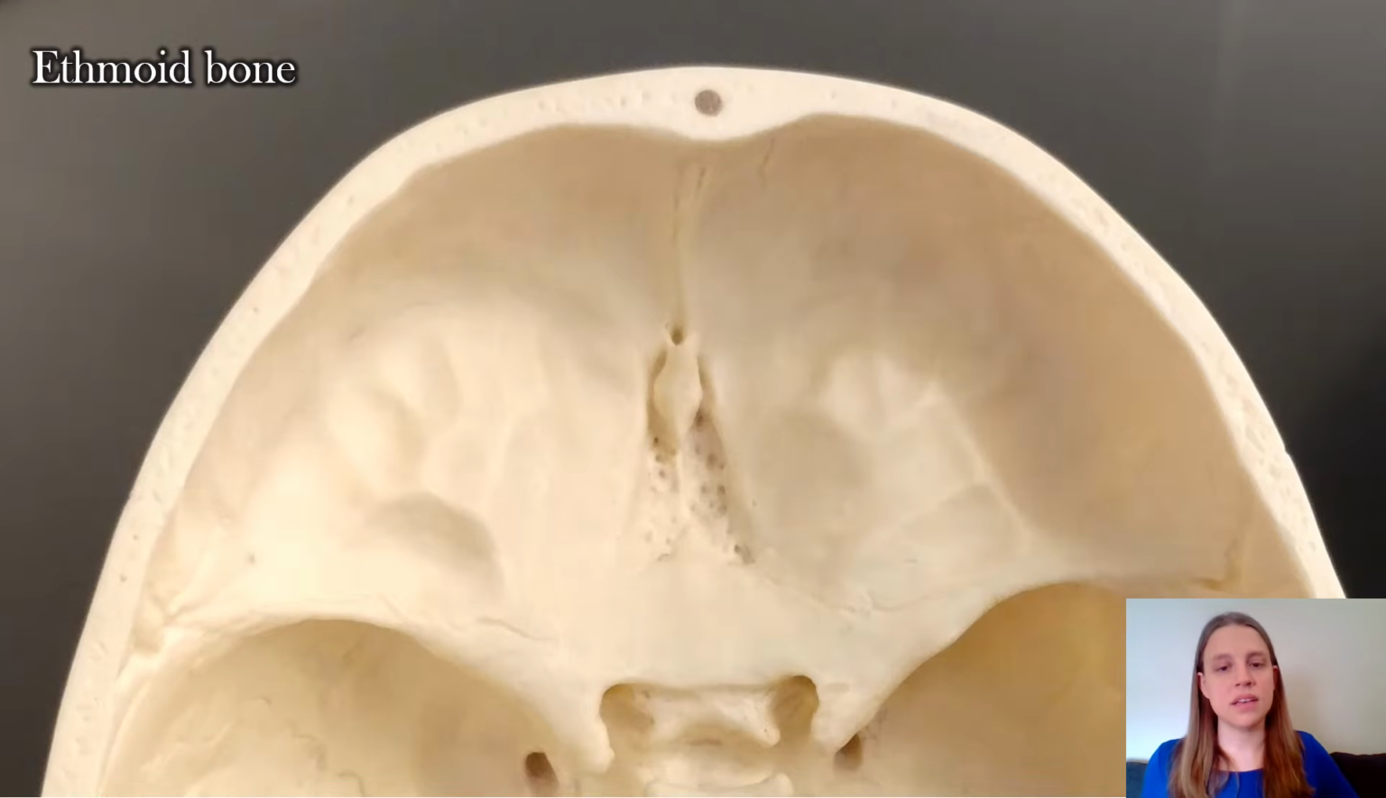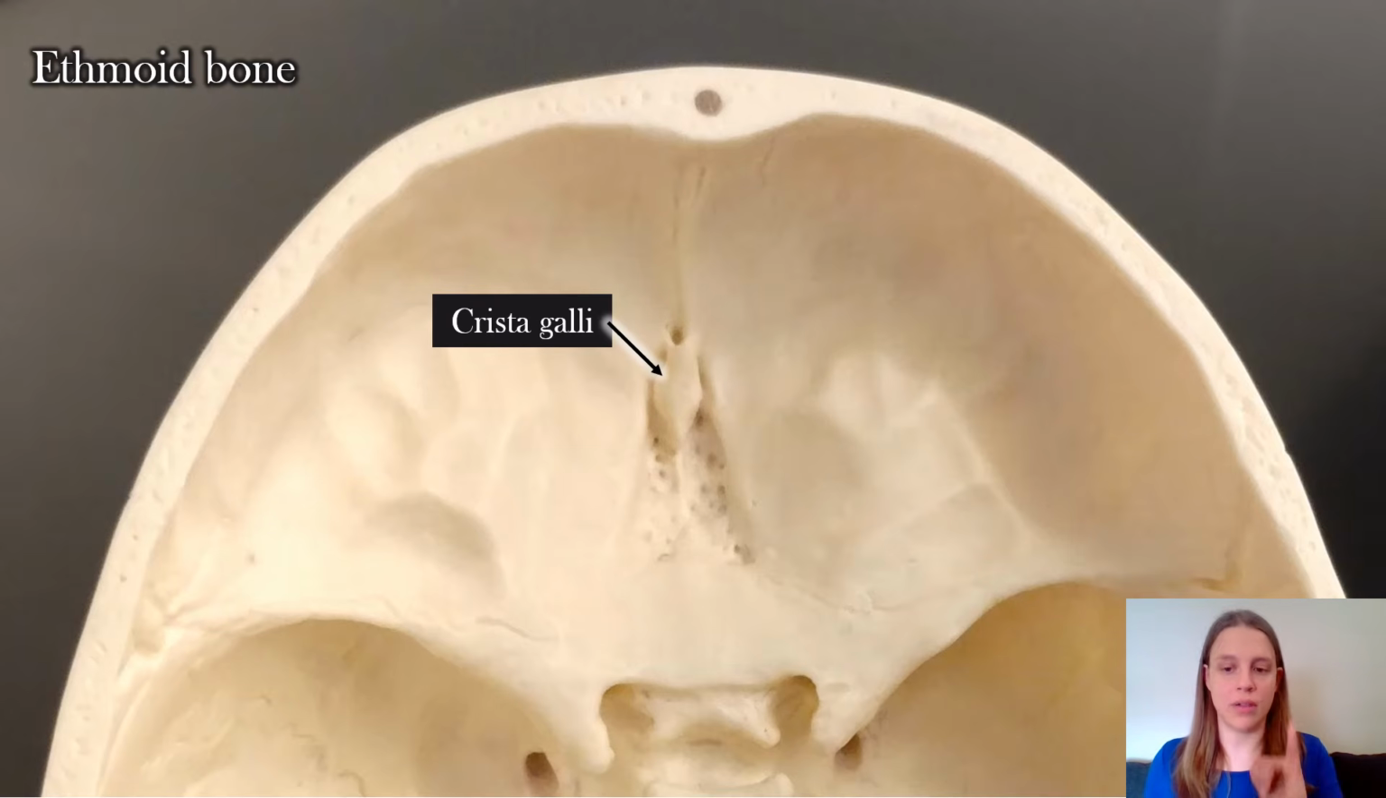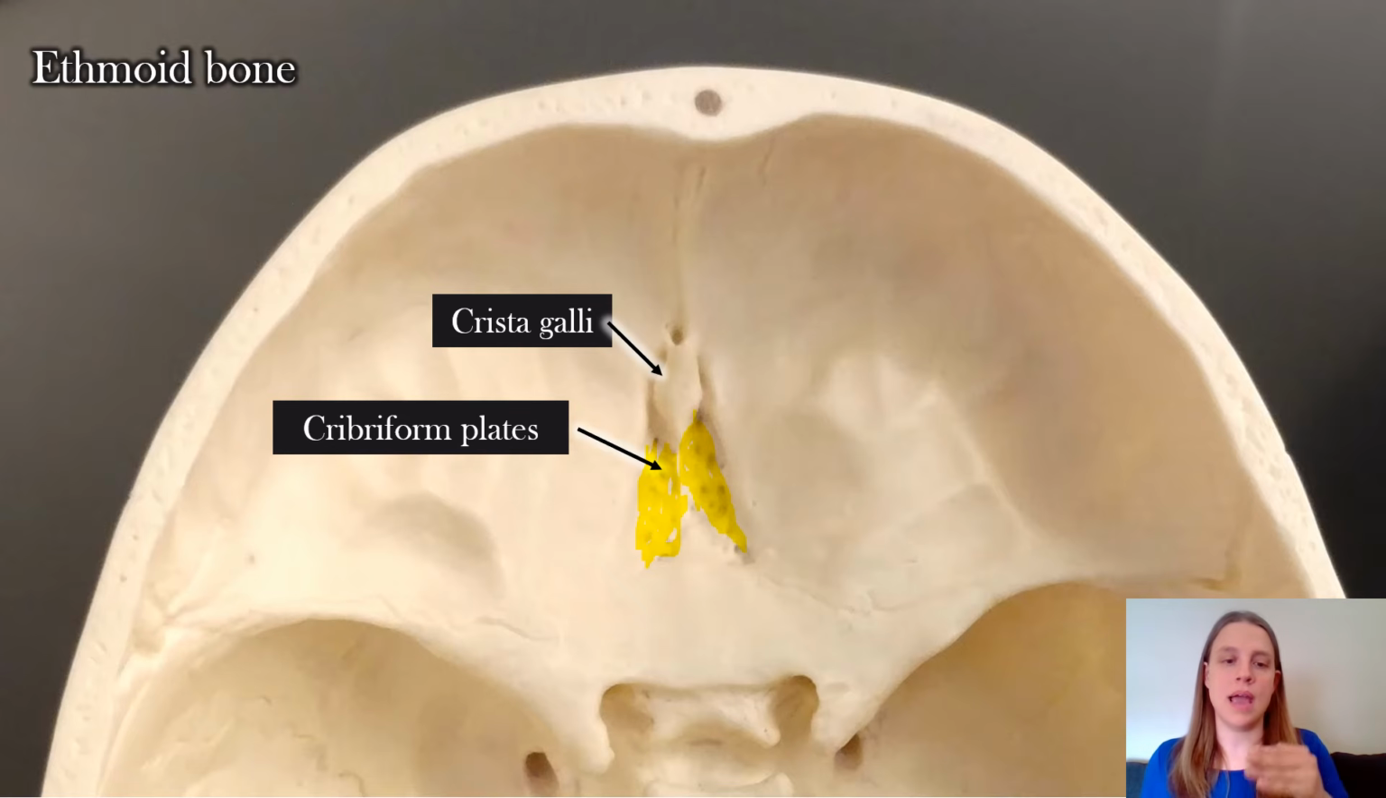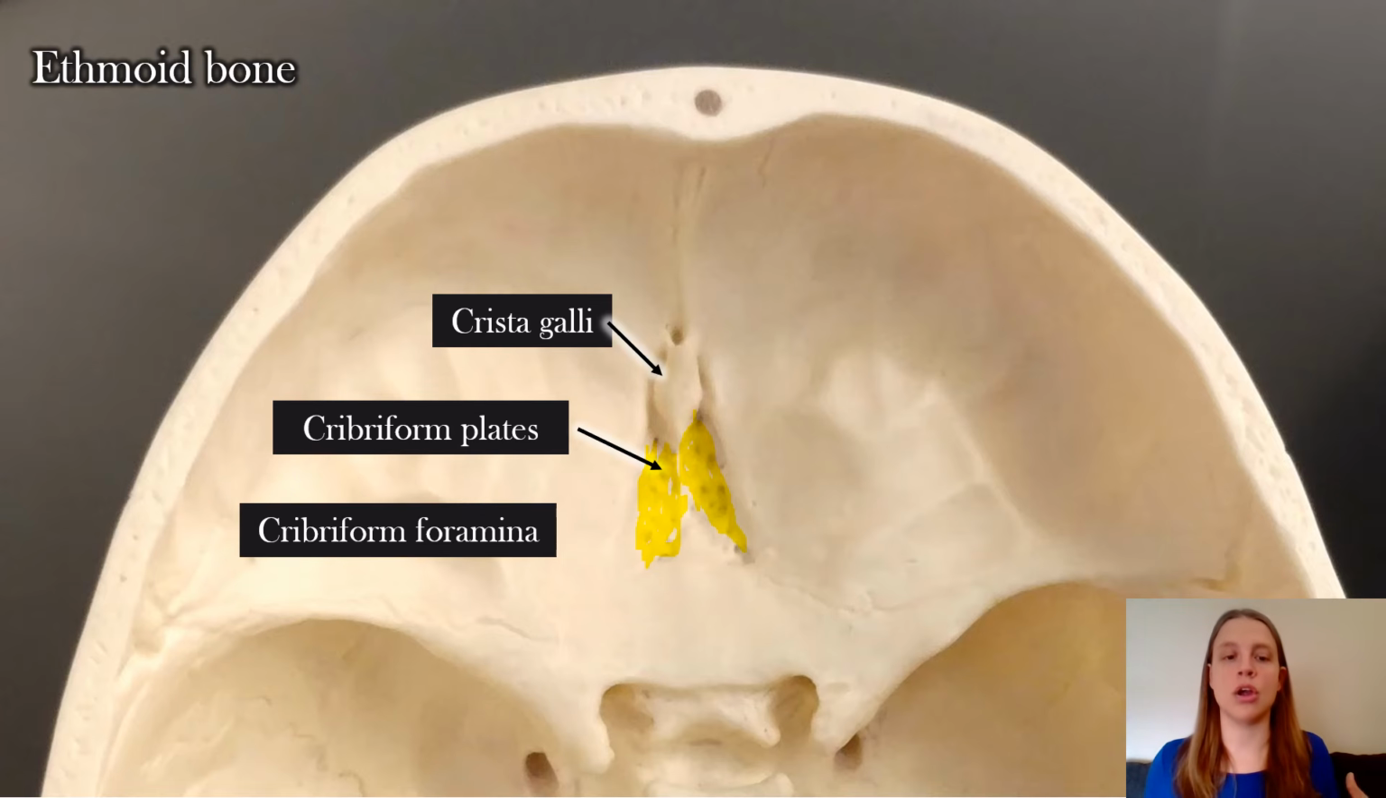So the anterior cranial fossa is mostly frontal bone, but kind of wedged inside the frontal bone is the ethmoid bone. It's just a little bone. And the ethmoid bone has the crista galli, which is a little point. And the top of the ethmoid bone, those plates are called the cribriform plates. And inside the cribriform plates, you have the cribriform foramina, which are just those little dots you're seeing.